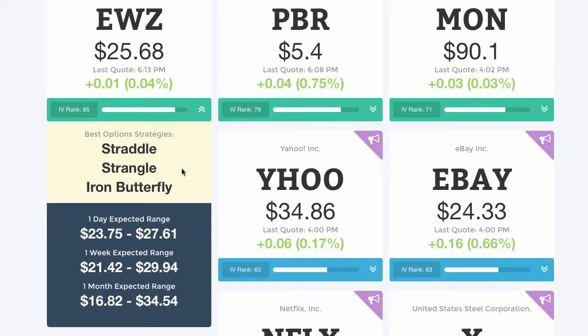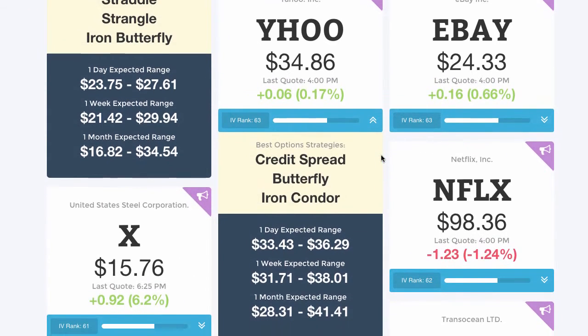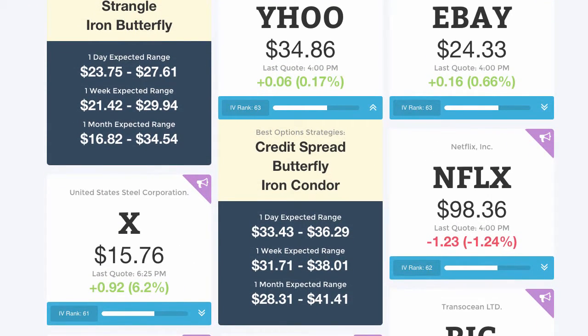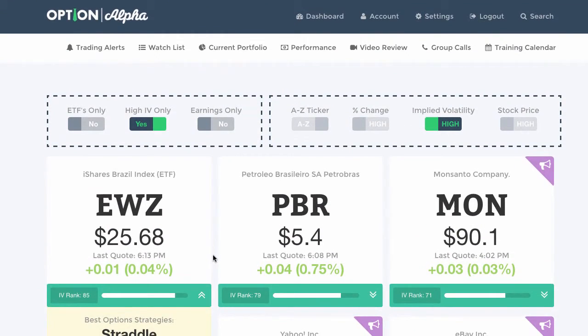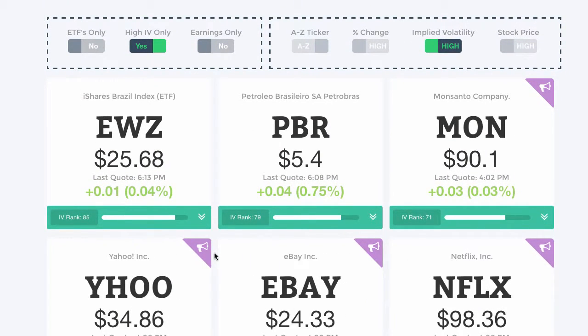If we were looking at something maybe a little bit different, like, let's say, Yahoo, okay, which has implied volatility in the 63rd rank, you can see that the system automatically recognizes that and suggests that you should trade either credit spreads, butterflies, or iron condors in this case, okay? So again, very easy for you to come in here every single day and basically scan through this watch list in 3 clicks or less and find everything that you need to find as far as potential high implied volatility trades.